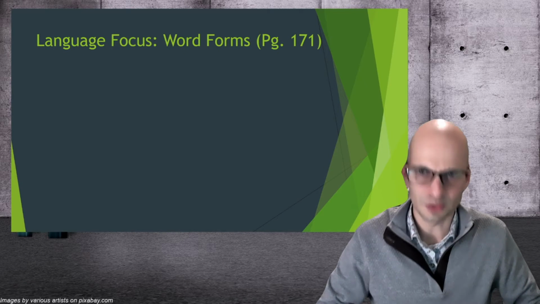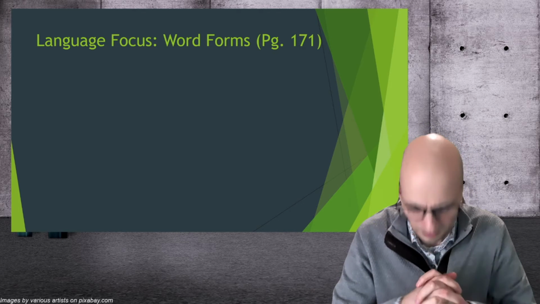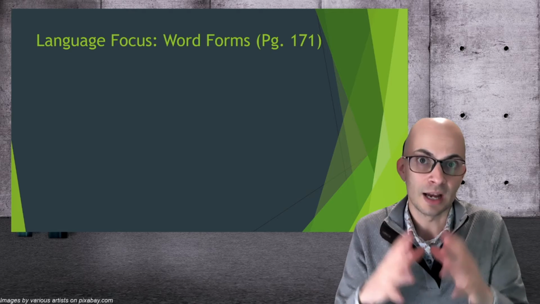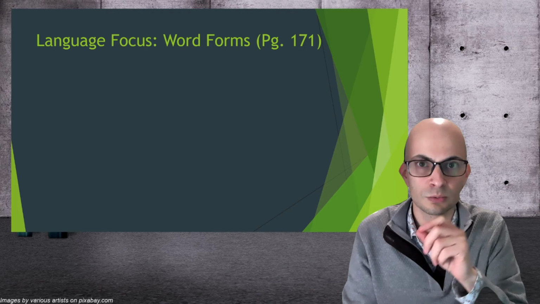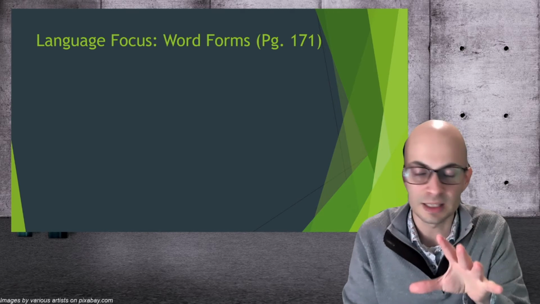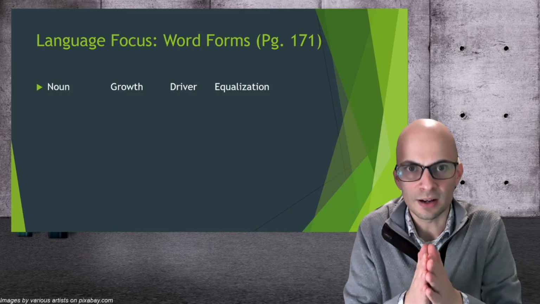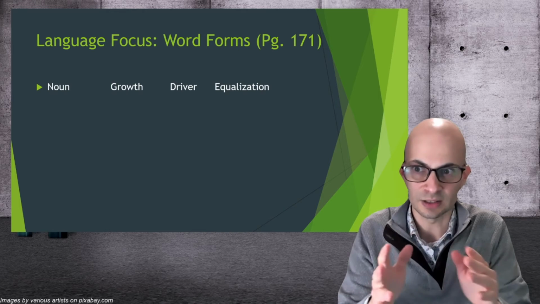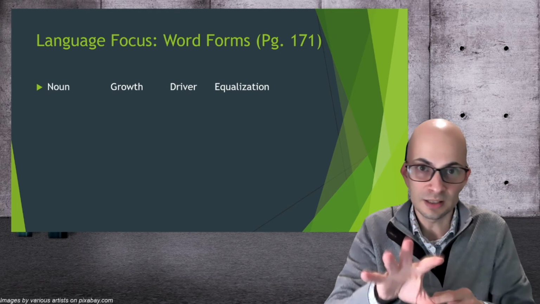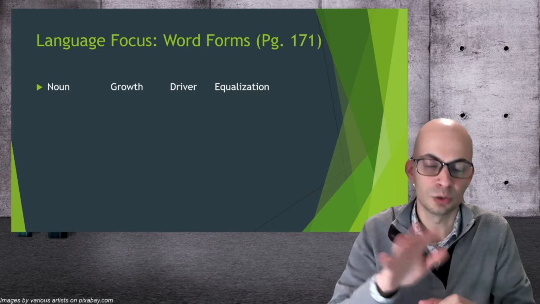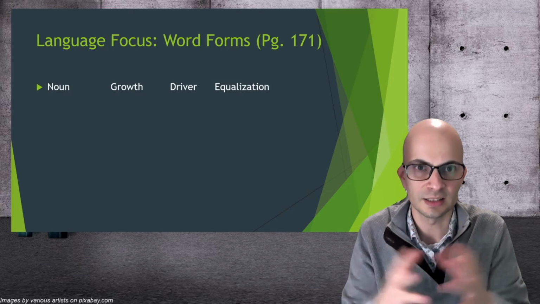Word forms. All right, language focus. Here we get into some meat. Page 177. This is a really common error that I find ESL students have when writing sentences, even speaking out loud, and certainly in paragraphs. When we have different words in English, we have a different form of that word. So here I have an example of some nouns, okay? Growth, driver, equalization. Okay, equalization is an idea.